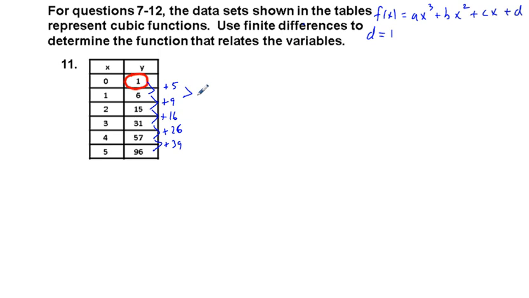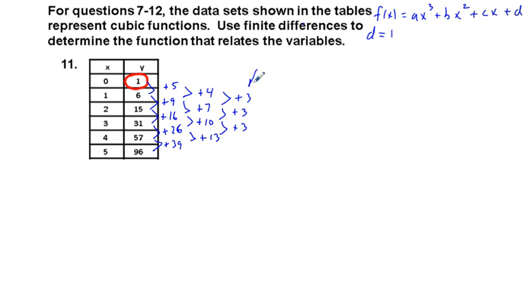We have 9 minus 5, which is plus 4. That's going to be our second difference. We have 16 minus 9, which is going to be plus 7. We have 26 minus 16, which is going to be plus 10. Then we have 39 minus 26, which is plus 13. So now we come to our third differences, which are going to be 7 minus 4, which is plus 3. Then 10 minus 7 is going to be plus 3. And then we have 13 minus 10, which is going to be plus 3.